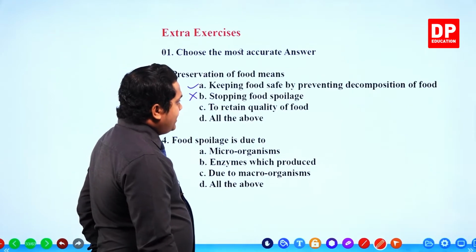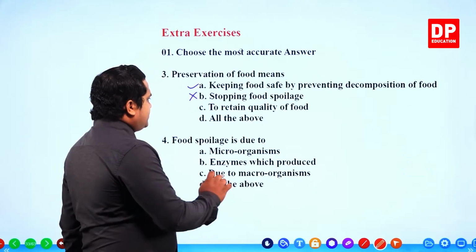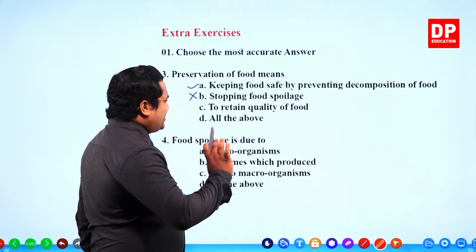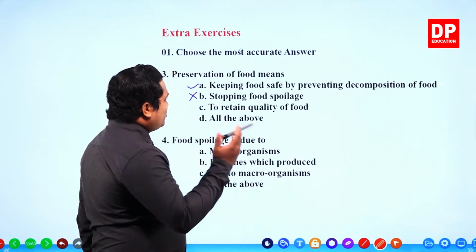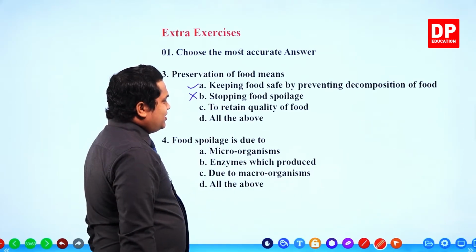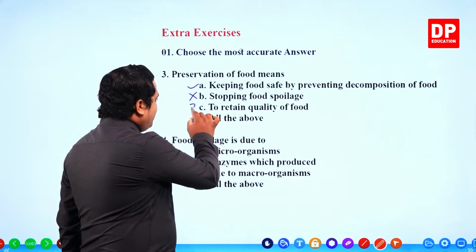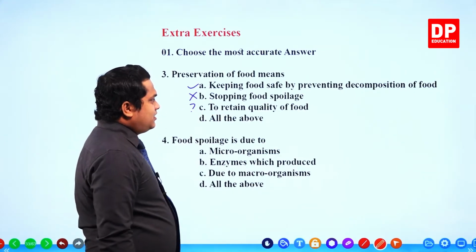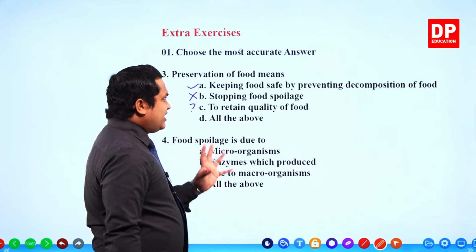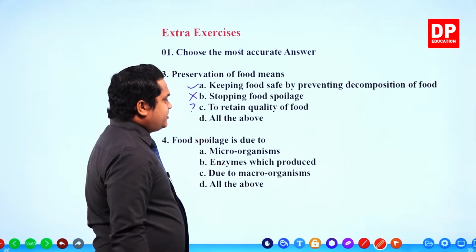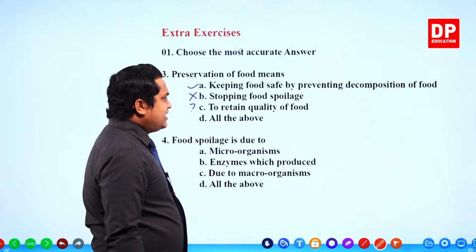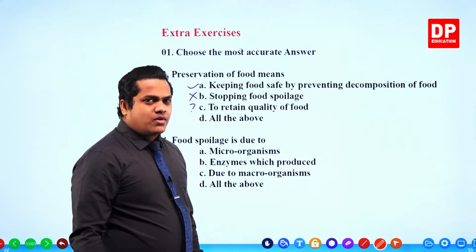To retain quality of the food. This is correct, right? It's not a problem, but however, it's not that accurate to the meaning of preservation. So we'll keep it like this. However, it's going to retain some quality, right? It's not a problem.